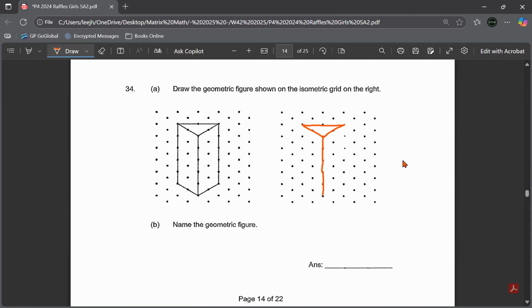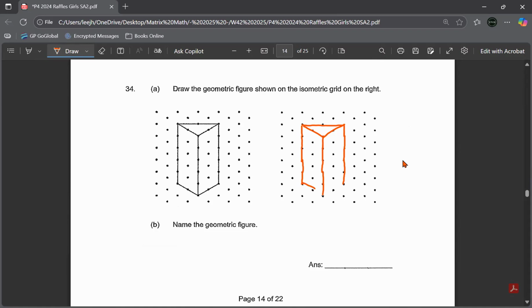Over here, 1, 2, 3, 4, 5. You have to count. So 1, 2, 3, 4, 5. Not very straight, because I actually draw freehand. But you use a ruler, okay? Here, 1, 2, 3, 4, 5. So 1, 2, 3, 4, 5.